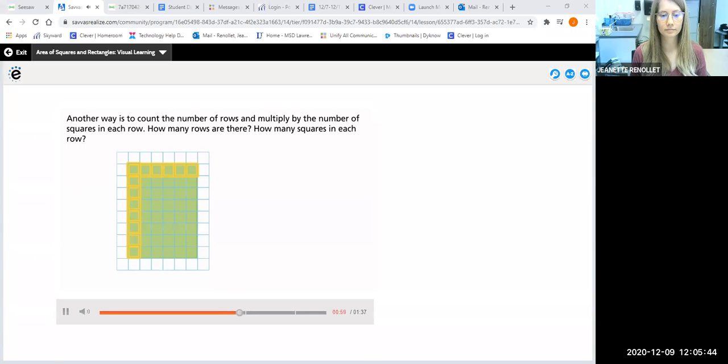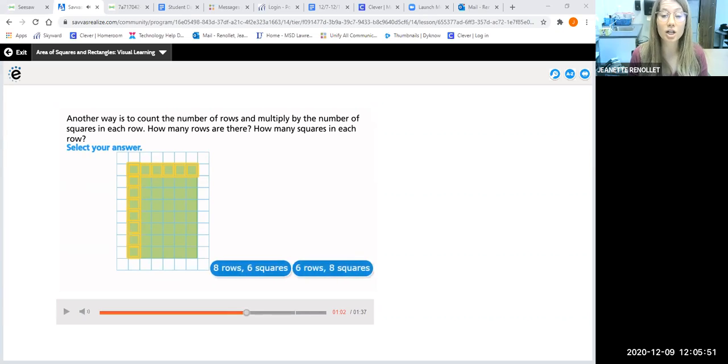How many rows are there? How many squares in each row? Select your answer. Okay, so we can look at the sides. We can count the rows. I'm going to mark them as I count. 1, 2, 3, 4, 5, 6, 7, 8 rows. And I count 1, 2, 3, 4, 5, 6 columns. So we need to select the one that says 8 rows, 6 squares in each.